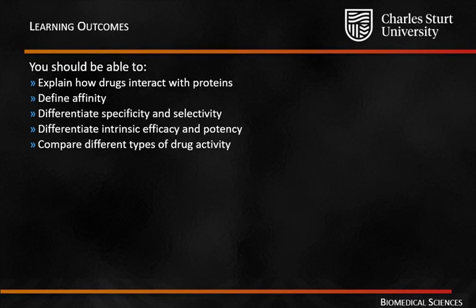The other one is to differentiate intrinsic efficacy and what that tells us about the drug and where that ties in with full agonists and partial agonists and antagonists, and what potency can tell us about how drugs are different from each other. And finally, compare different types of drug activity. So these are the partial agonists and the agonists and the competitive antagonists and the non-competitive antagonist.